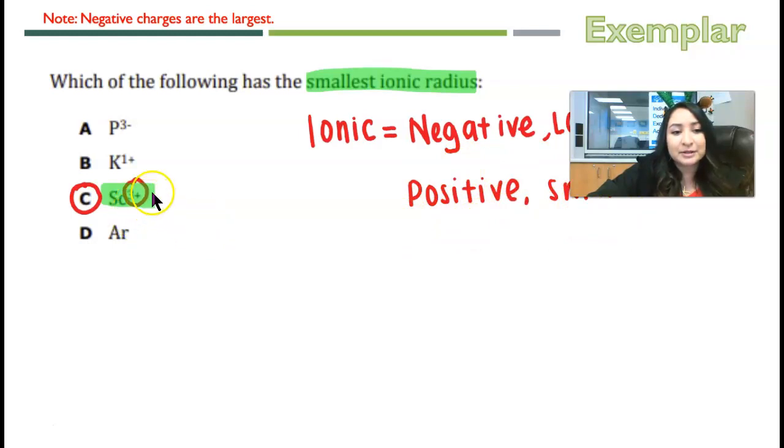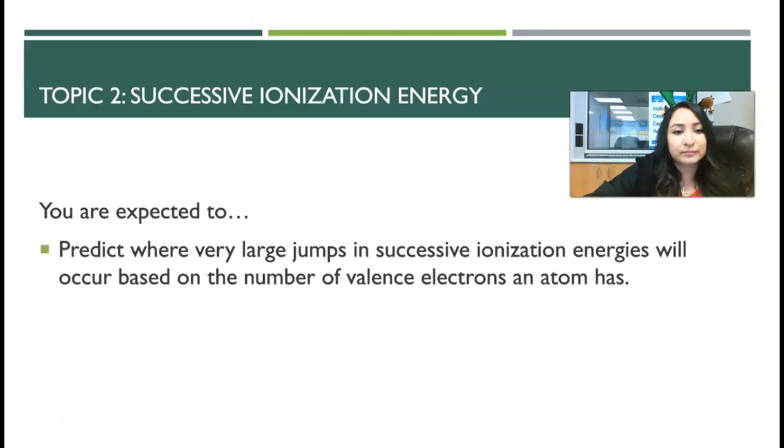So because +3 is the most positive out of all of those, it would have the smallest ionic radius. If it was asking for the biggest ionic radius, it would be P with the 3 negative charge, because the more negative it is, the greater it is, due to the fact that it has gained electrons.